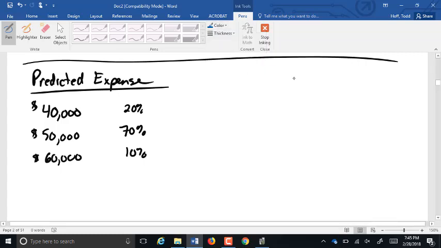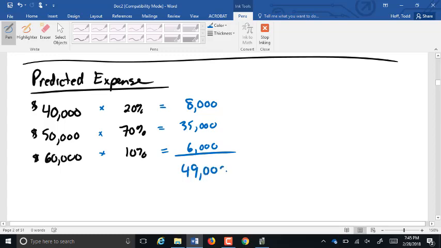So what do we expect to pay that person? Well, we do this. 40,000 times 20% is $8,000. 50,000 times 70% is $35,000. And 60,000 times 10% is $6,000. We add all those up and we get $49,000. So we would expect on average to pay anybody working for commission about $49,000. It's kind of like a weighted average.